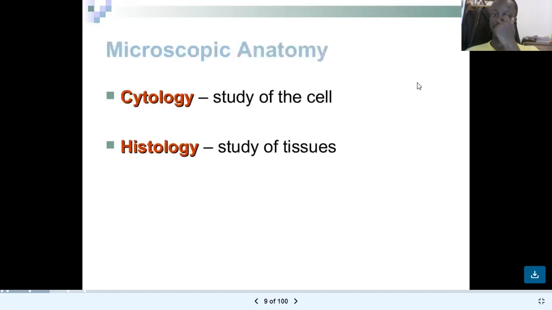Then microscopic anatomy, there is cytology, which is basically the study of the cell, which almost everyone joining medical school has a brief knowledge of from biology, right? Then there is histology, which is the study of tissues, where you look at the 4 basic tissues for starters, right? You talk about epithelial tissue, you talk about connective tissue proper, right? You talk about nerve, then you talk about muscle, right?